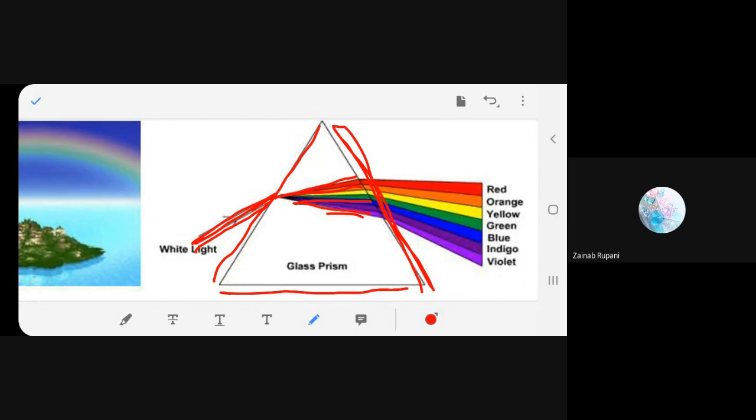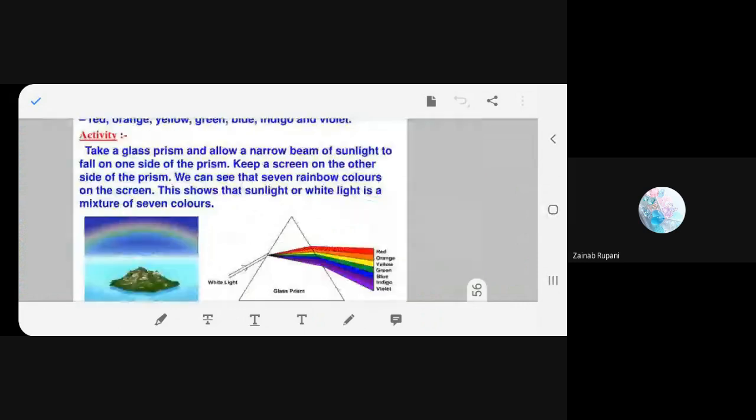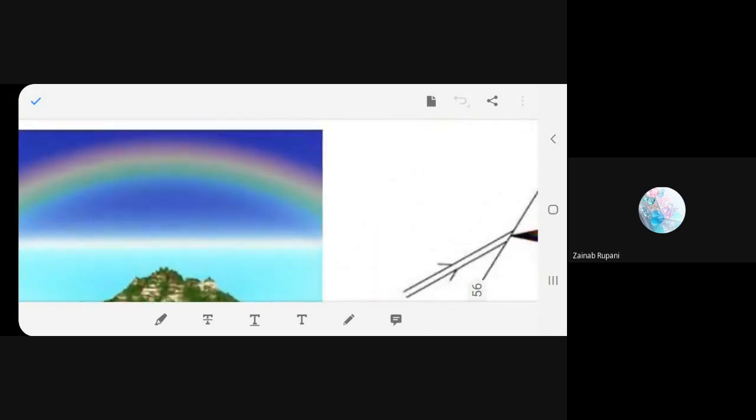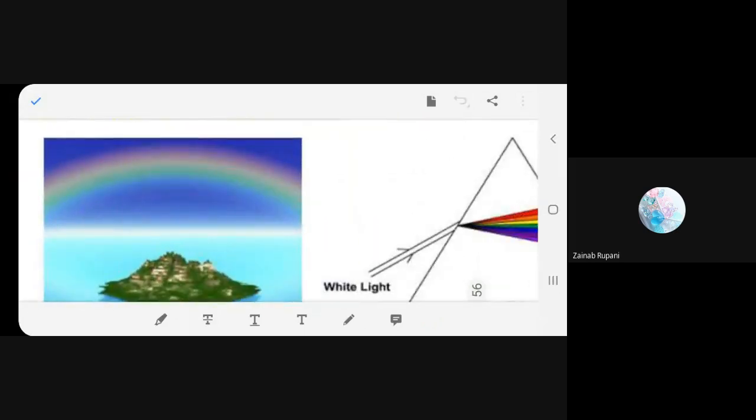Yes, ma'am. Okay, so one white light is getting dispersed into seven colors. So you can see violet, indigo, blue, green, yellow, orange, and red. Understood all of you? Yes, ma'am. Look over here. This is how we see the rainbow in the sky. Got it? Yes, ma'am.